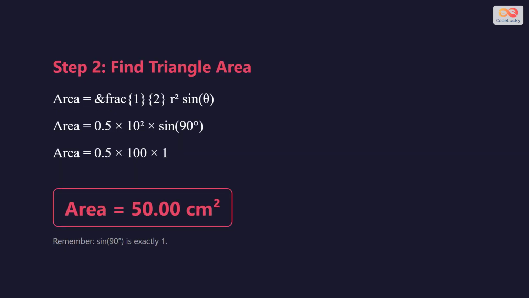Next, we calculate the triangle area. We use the formula 0.5 times 10 squared times sine of 90. Since the sine of 90 degrees is exactly 1, this becomes 1/2 of 100, which is 50 square centimeters.